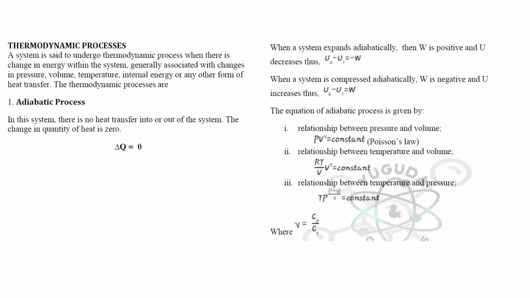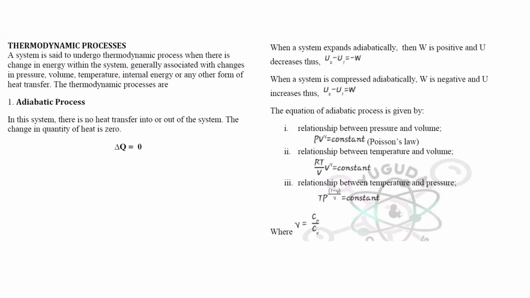So now we are going to talk about the thermodynamic process. A system is said to undergo a thermodynamic process when there is a change in energy within the system, generally associated with changes in pressure, volume, temperature, and internal energy, or any other form of heat transfer. So whenever we want to talk about the thermodynamic process, there must be a change in energy in association with pressure, volume, temperature, and internal energy. So we have to talk about that.